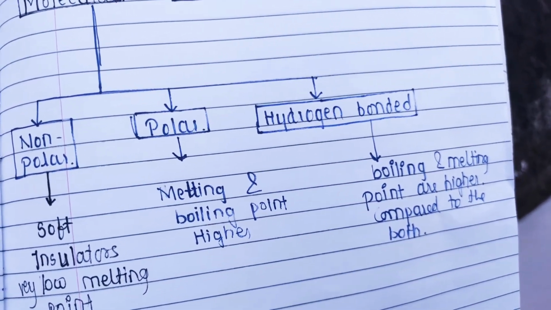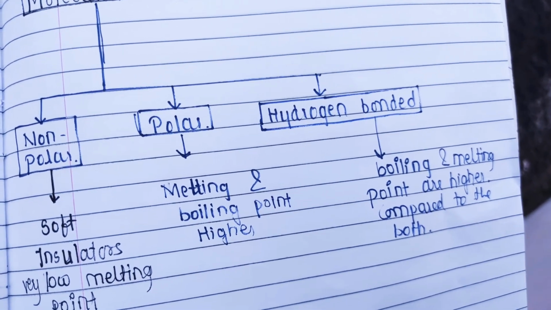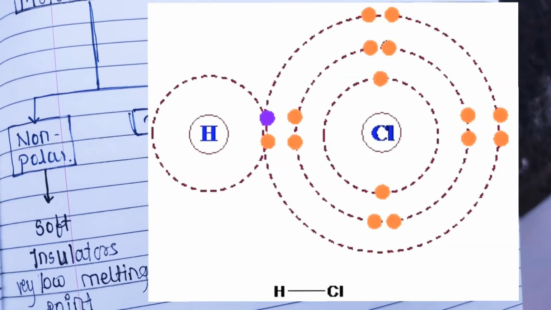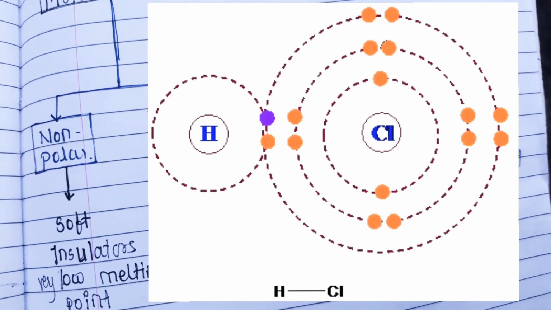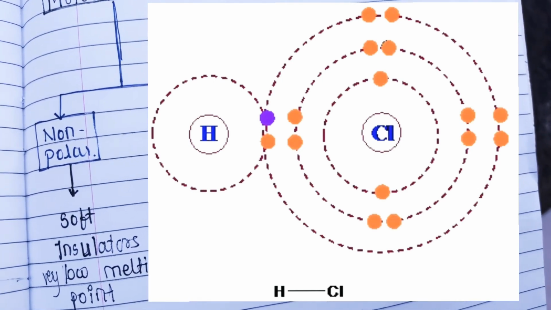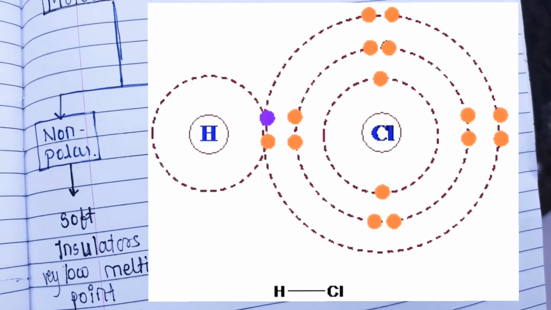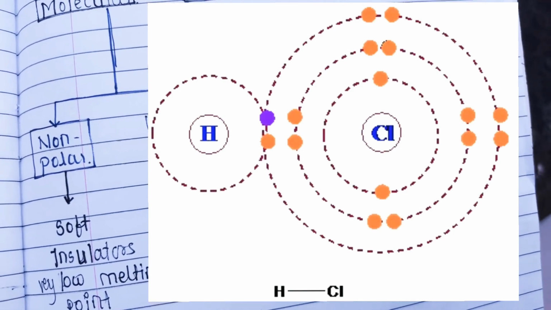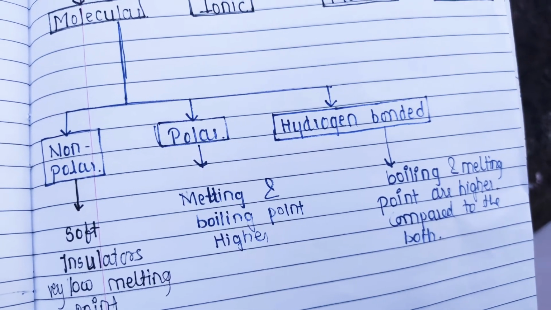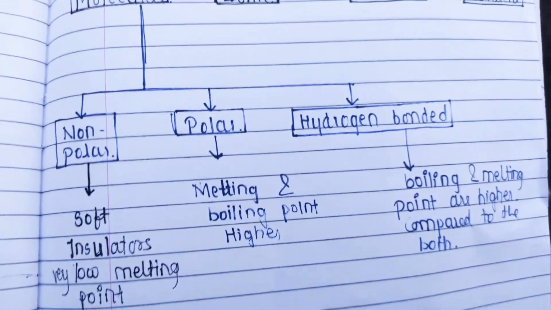Next is the polar. In this solid, the geometry is such that one side has a negative charge and the other side has a positive charge. You will see this in the example. And the force holding them together is a dipole-dipole force of attraction. As you can see in the picture, positive and negative charges attract each other.